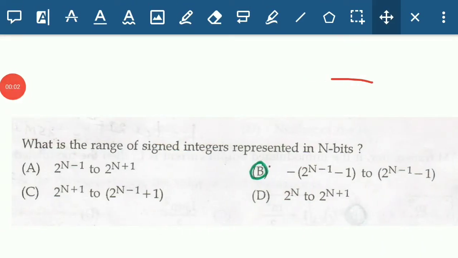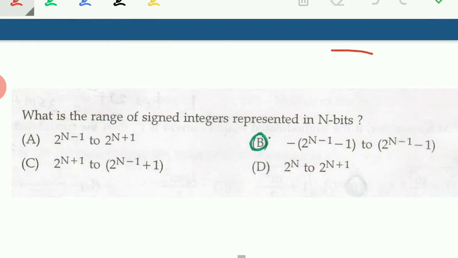Hello friends, in this video we see some of the questions which have been asked in TRB 2016 from the digital electronics subject. And the first question is, what is the range of signed integer represented in n bits? It's a straightforward question.